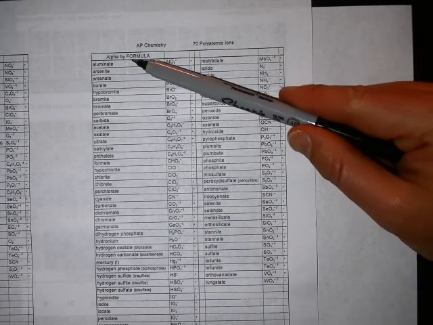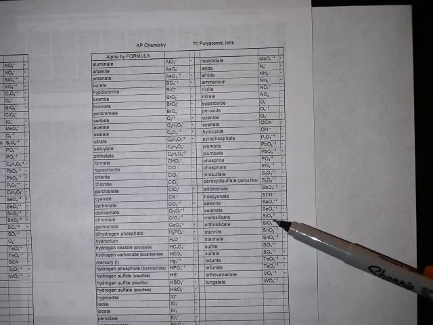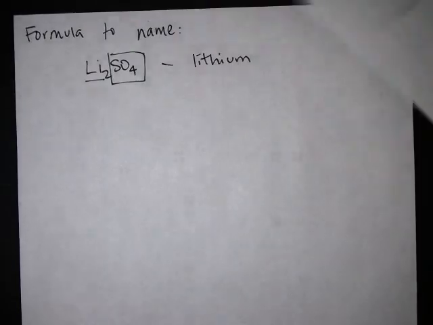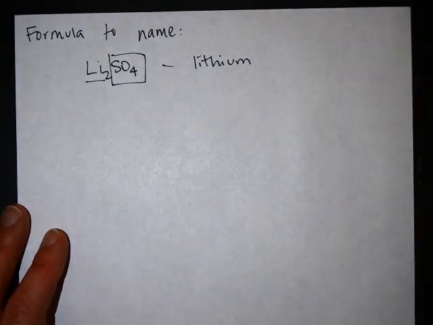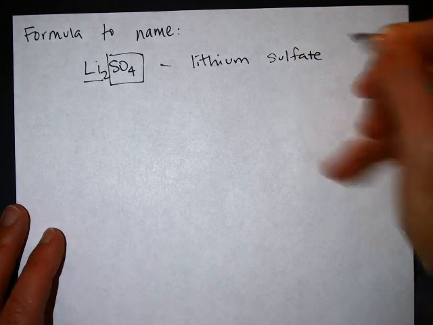Okay, anyway. Go by the formula, which is, this is SO4, so look for SO4, which is somewhere on this side. It's right there. It's sulfate. So you use that name. Don't change it. Don't give it an extra ending. Just call it lithium sulfate.